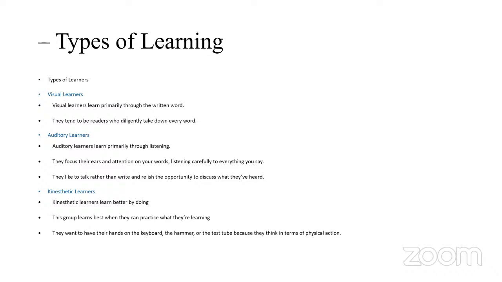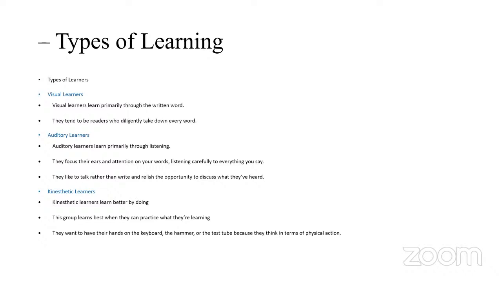The next one is types of learners. Right? Who are the different types of learners? So usually there are three types of learners: VAK, visual learners, auditory learners, and kinesthetic learners. So who are visual learners? Visual learners are those learners who primarily use their vision to learn. So they primarily use the written word. That means anything that is written will help them learn more, right? So such people, the visual learners, usually tend to be very diligent readers, who very carefully take down each and every word.